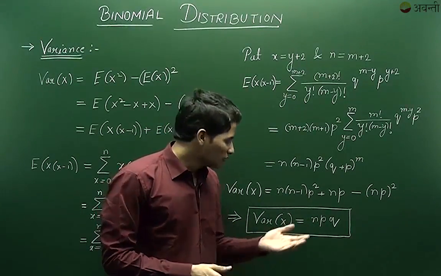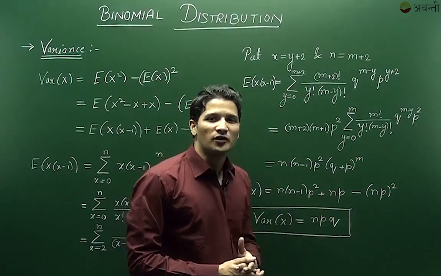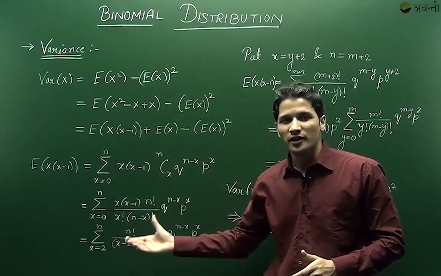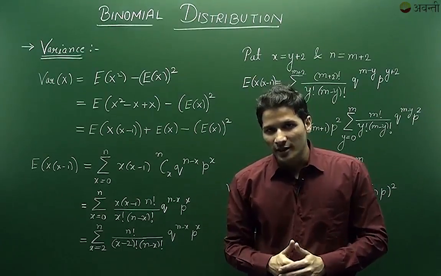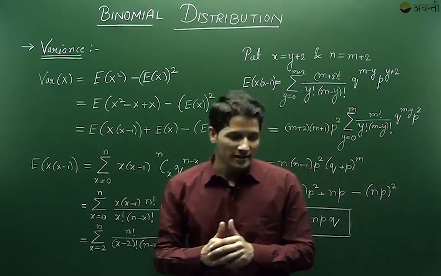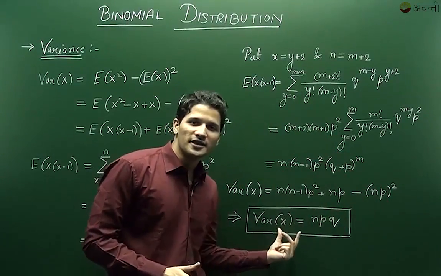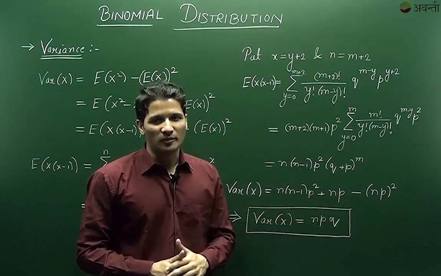If you want to know how this expression has been obtained, then you can look at this proof, and you can also note it down, and this proof is also available in various standard textbooks. But the most important relation for us is this expression. So this is variance in case of binomial distribution.